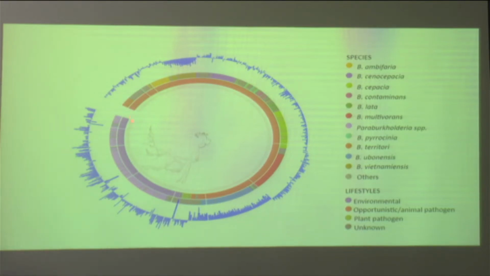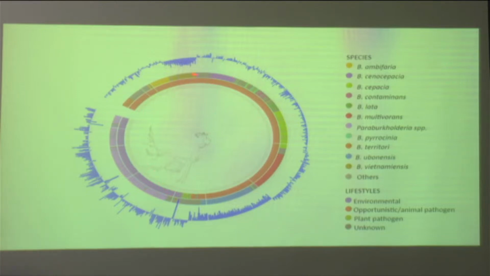So you see, I annotated with 3 different rings. The first ring, from inside to outside, is lifestyles. We say, okay, these ones are more environmental bacteria, the ones that are purple. Then we have this orange-red, more opportunistic plant pathogens. We have in green plant pathogens, and in gray we have the ones that we didn't know. So you can see how in the tree, they are kind of clustering together with the same lifestyle.